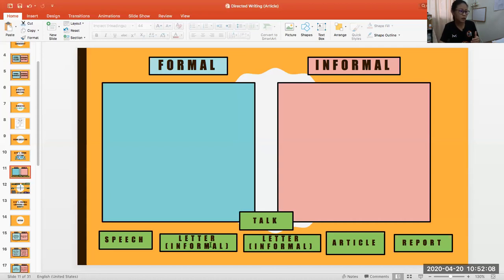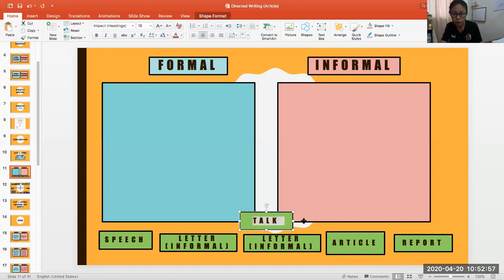Which one goes to formal? Can you type in your formal list? The green ones are your choices. Which one of these go into formal? Which one of these go into informal? Based on your understanding from your previous teachers, what should be formal? What should be not formal? Can we start with the formal first? Can you just type in what you think should go into the formal category?